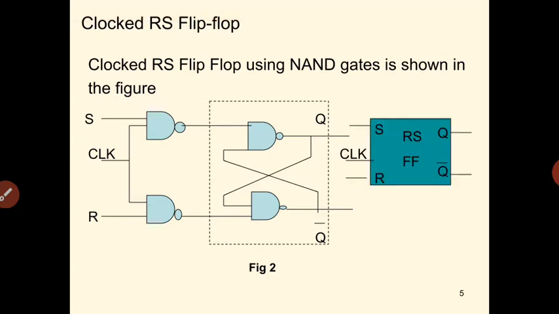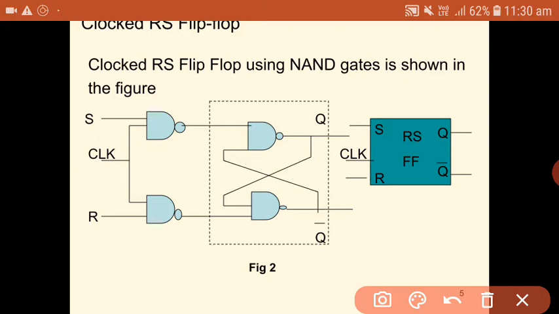The circuit will be responding to the inputs only when clock is high. Only when clock is high. Let us assume the status of the circuit when clock is equal to 0 and clock is equal to 1. What happens if clock is equal to 0?